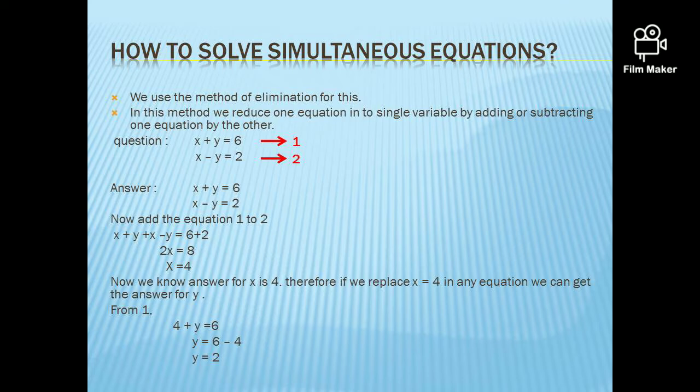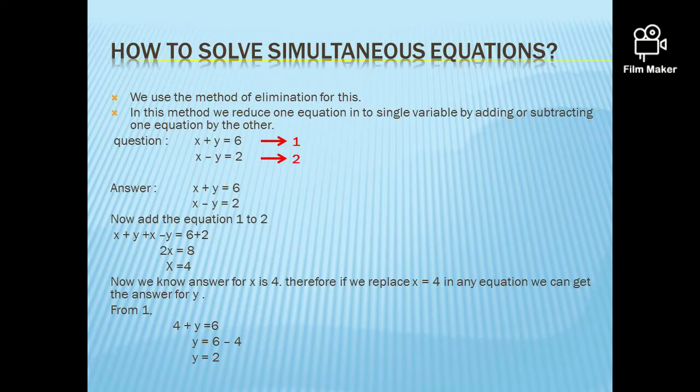Our objective is to eliminate one variable out of these two equations. For that purpose, I will add these two equations: x + y = 6 to x - y = 2. If you add these two equations, the left hand side of the equal mark turns into x + y, the first part, plus x - y. The right hand side turns into 6 + 2. Hopefully you can understand that.